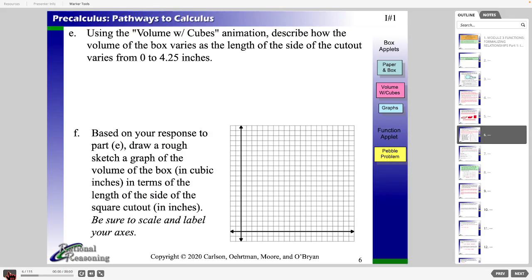So how would it look if, using that animation, we went from 0 to 4.25 inches in cuts? And 4.25 is half of 8.5, so that's as far as you can go, because if you go any further, you've used up all the width of the box, right?